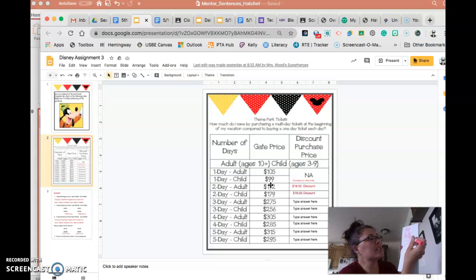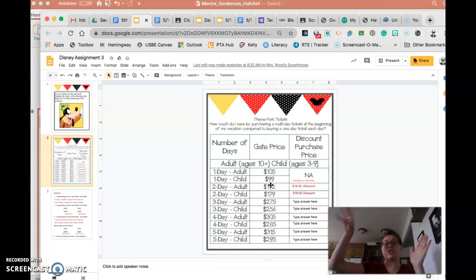Okay, so cannot take 9 away from 8. So my 9 becomes an 8. My 8 becomes an 18. 18 minus 9 is 9, and 8 minus 7 is 1. So it is a discount of $19. So I'm actually saving $19 if I buy the 2-day discount pass instead of paying every day that I go for a new pass. So your job is to finish this. So you're going to take 3-day adult, 3 times the normal adult price, and then figure that out.